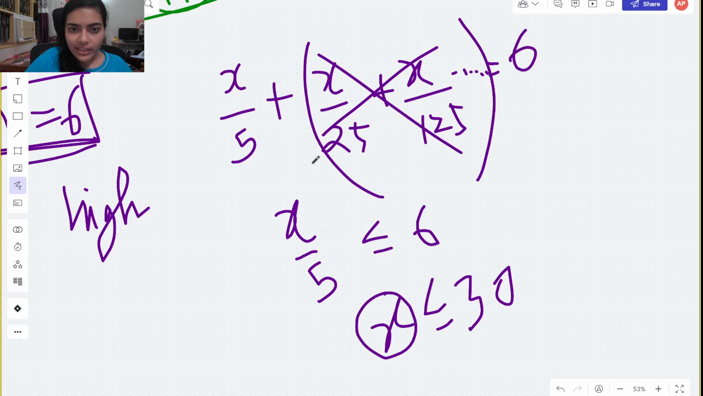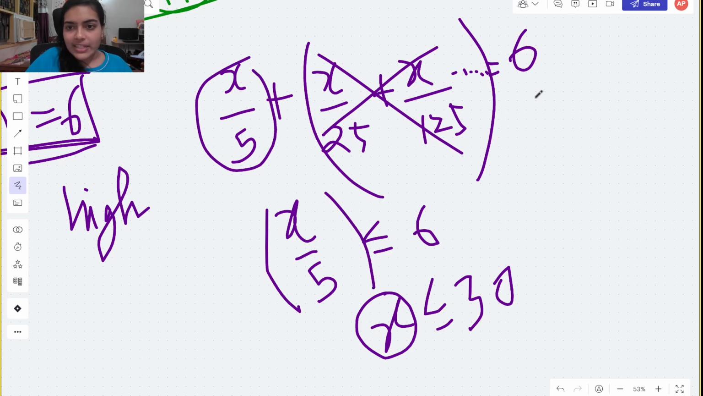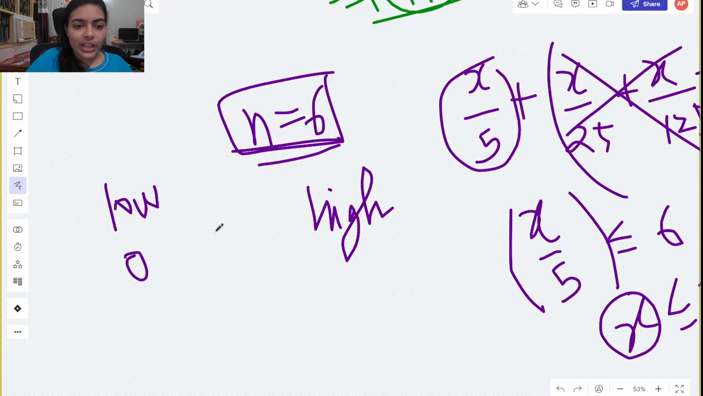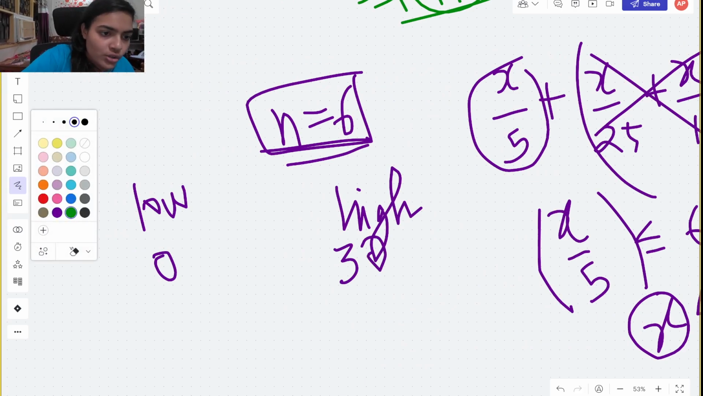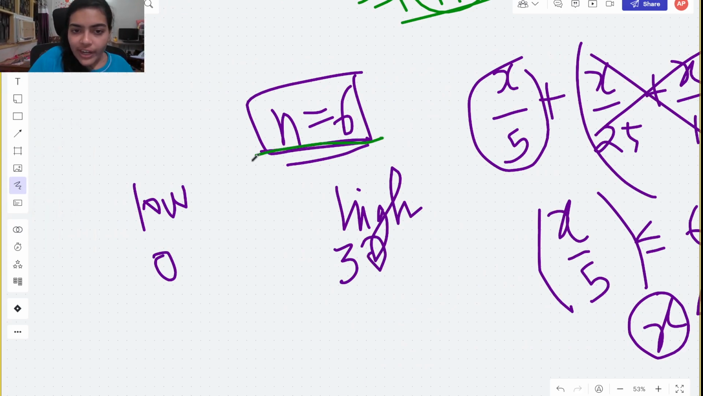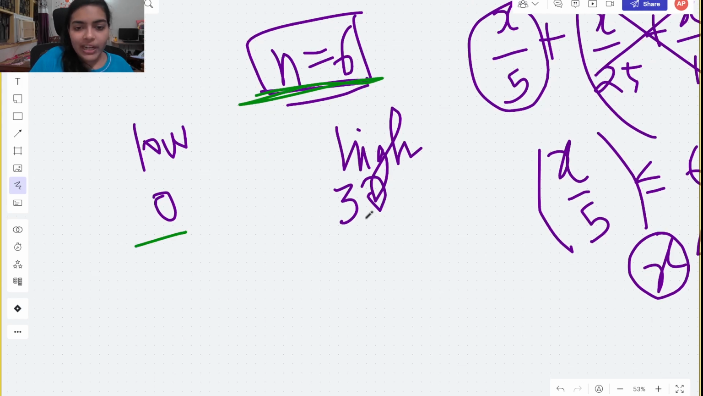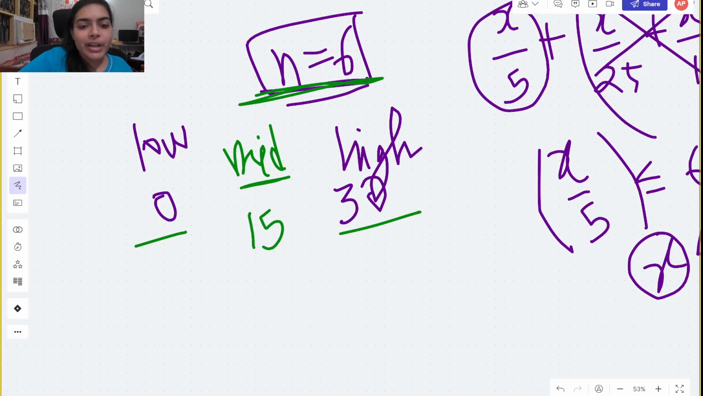I am not considering these terms. I am just taking the first term, because of which x by 5 should be less than or equal to 6. So x should be less than or equal to 30. So this is my limit for the high value. My low value is 0 and my high value is equal to 30. So I am going to try to find the answer for n equal to 6. I know low is 0, high is 30, so I will check if my mid value is my answer. I will take mid equal to 15.